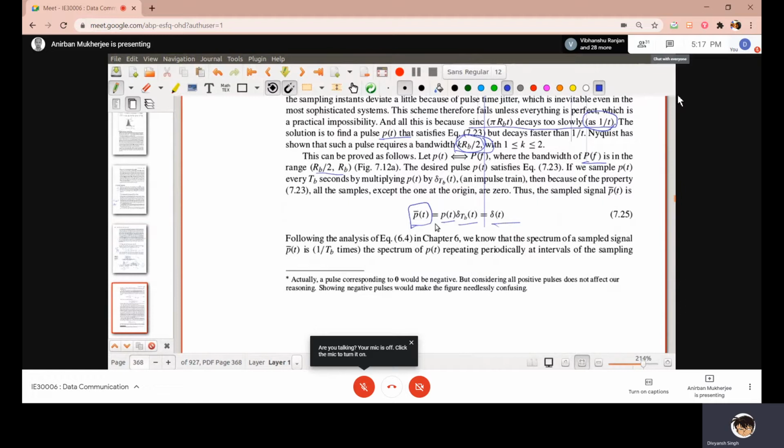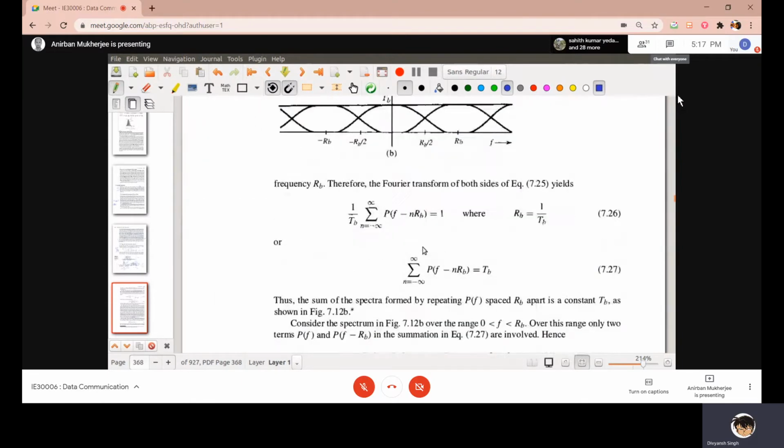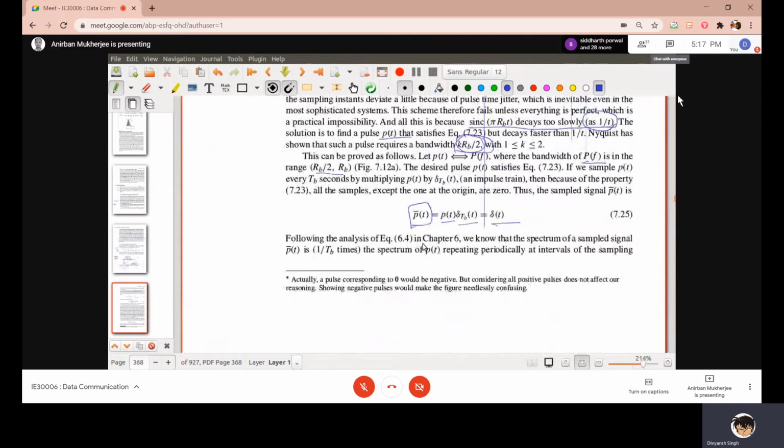Now p bar(t) is the sampled pulse. p(t) is the continuous time pulse. p bar(t) is the sampled pulse, sampled at 0, TB, 2 TB, 3 TB, like that, and minus TB, minus 2 TB. Okay. Now if I do this, what is the Fourier transform? If I do the Fourier transform on both sides, p(t) times delta TB(t) will be like this.